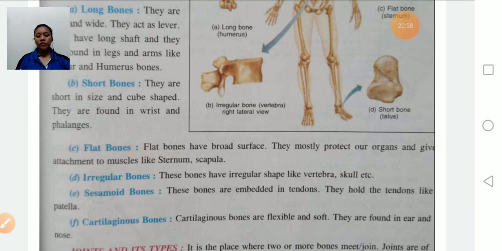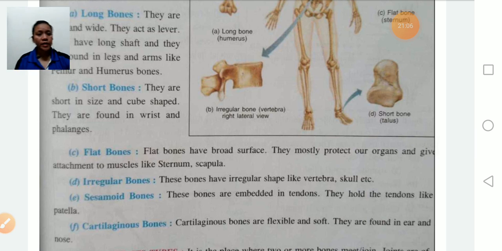Flat bones have a broad surface. They mostly protect our internal organs and give attachment to muscles, like the sternum and scapula. Ribs protect our liver, heart, etc. Irregular bones have irregular shapes, like the vertebra and skull.